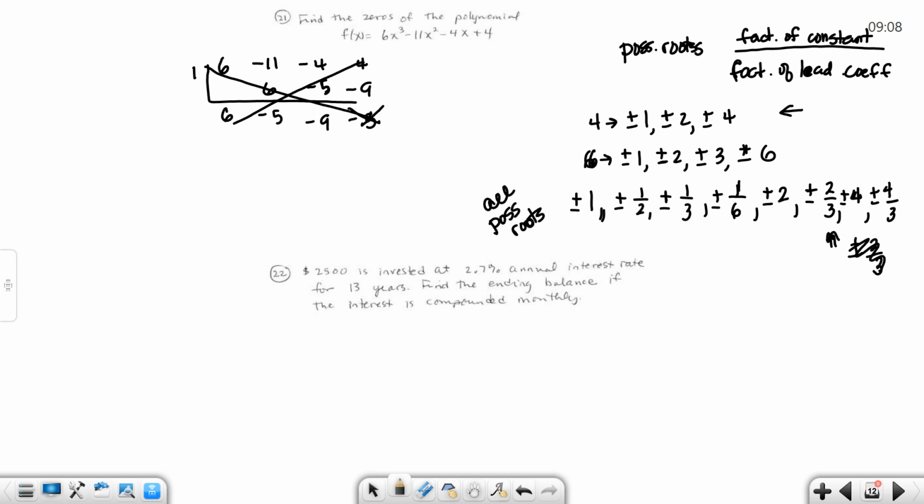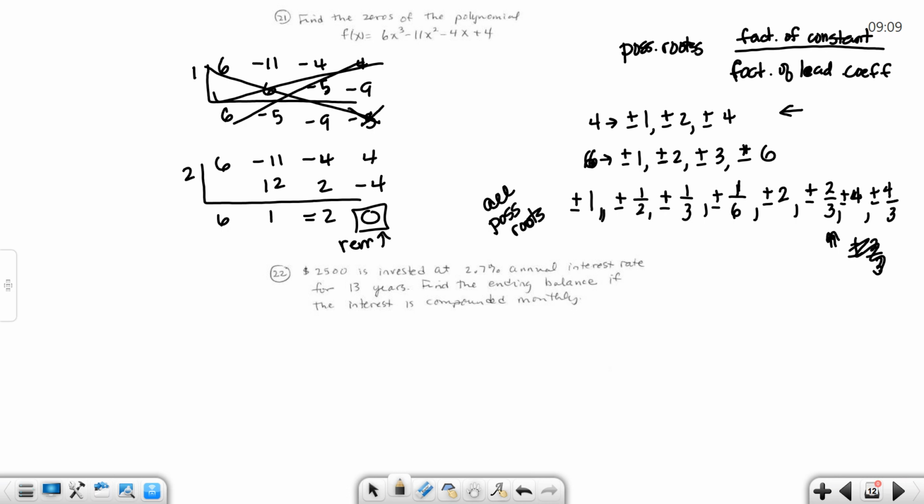You could try those fractions, but before I go to the fractions, I would go to another one of the integers. So let's try 2. All right, so going through the synthetic, bring down the 6, multiply, add the column, multiply, add the column, multiply, and there we go. That's what we want. Since our remainder is 0, it tells us that what we tried is a solution. So one of our solutions, one of our zeros is the 2, but we've got 2 others, okay? Now that's supposed to just be a negative.